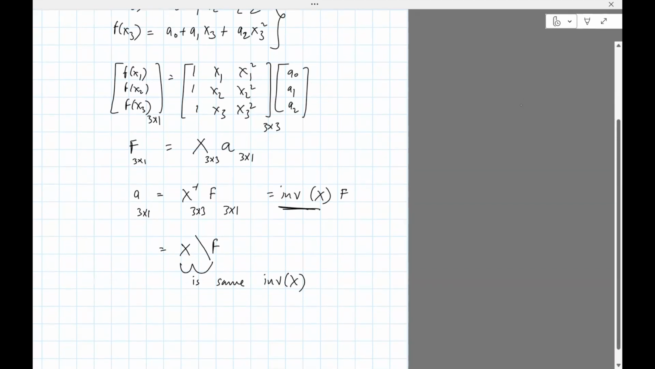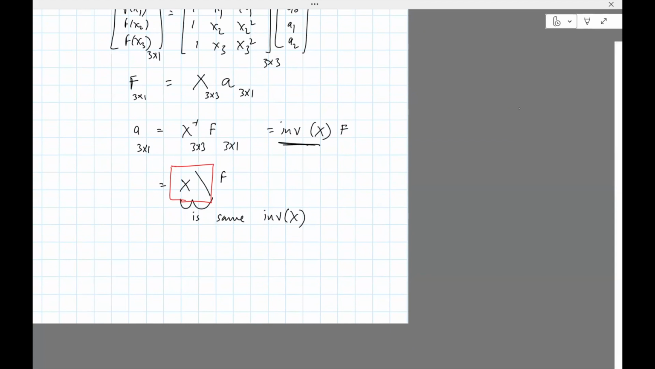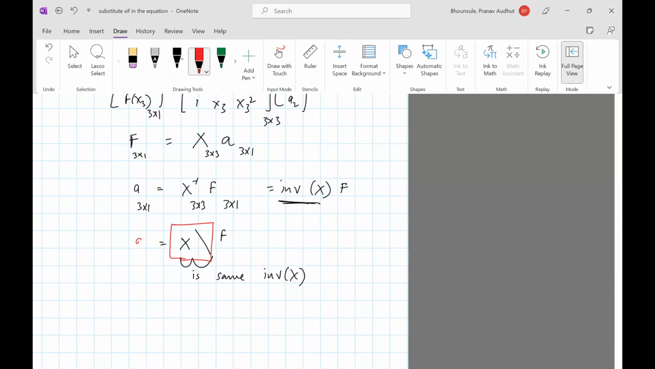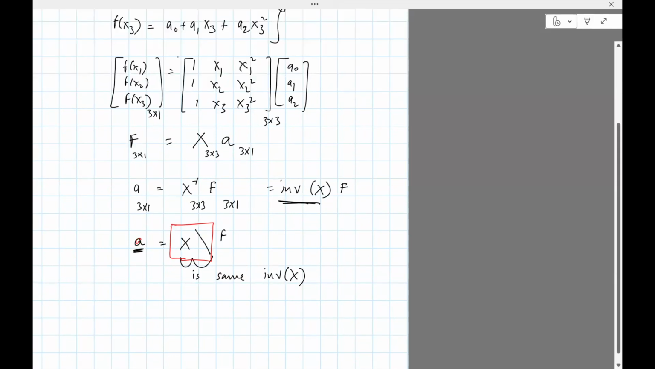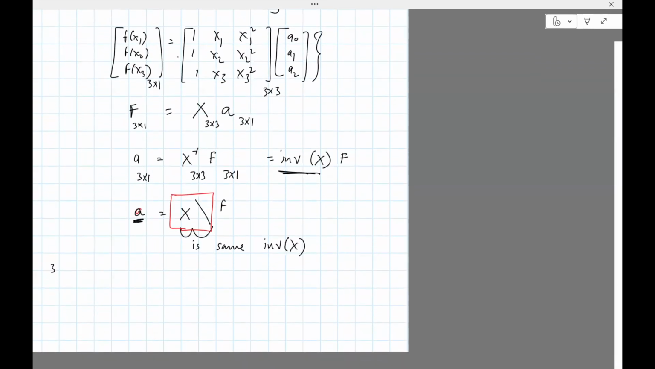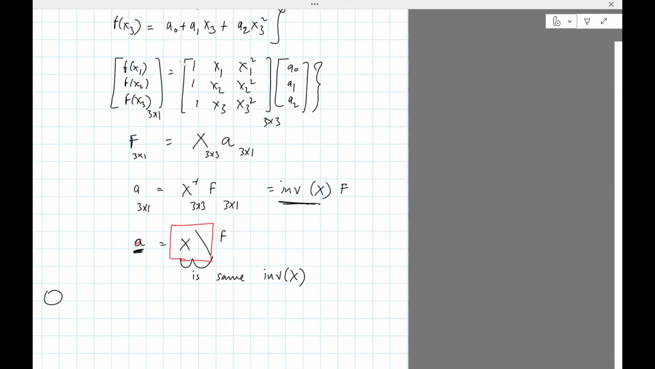So once we have computed a, what does this a mean? It basically gives you the three constants. Once you have that, you have completely determined what f is. So the second step is to actually get f of x, which is a0 plus a1x plus a2x squared. Now we know what these constants are because they came from here.